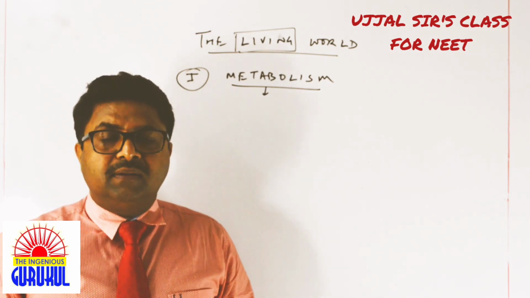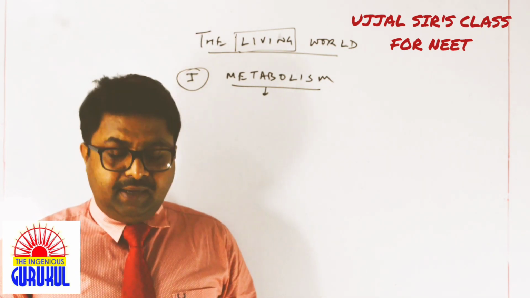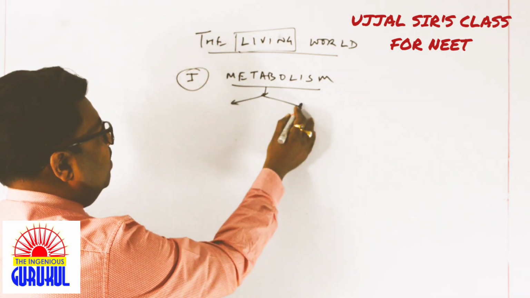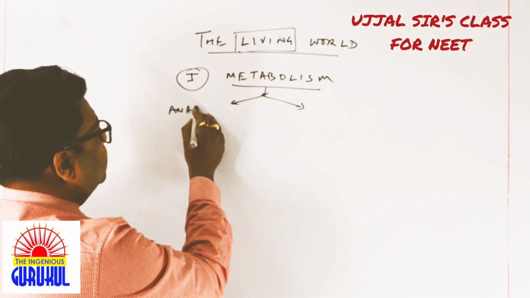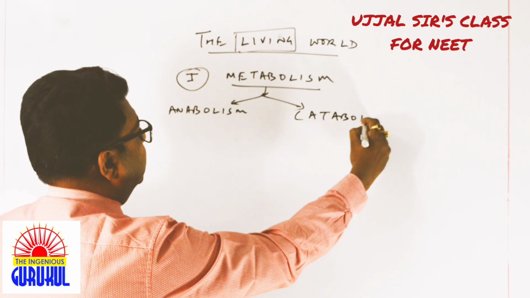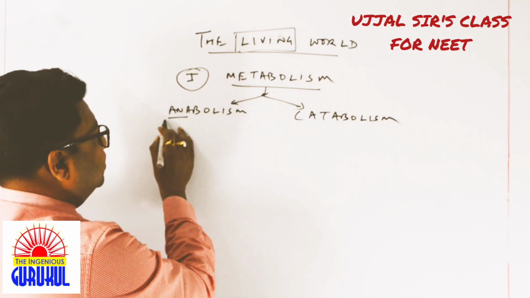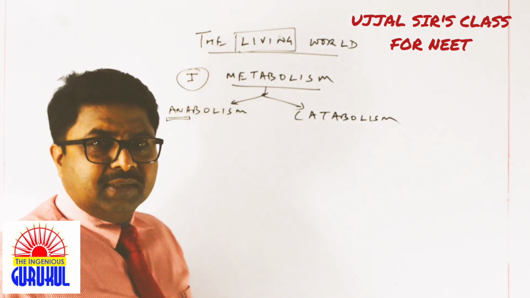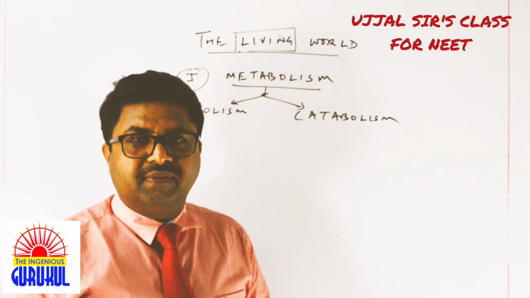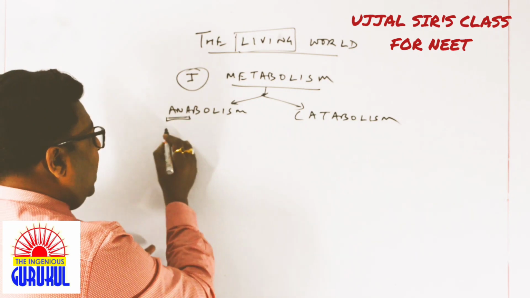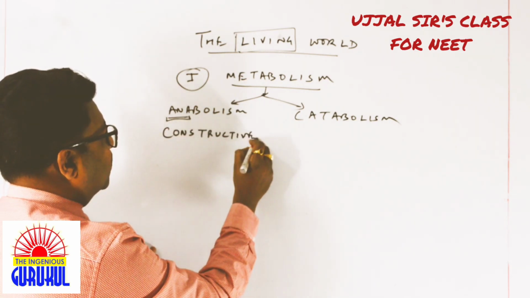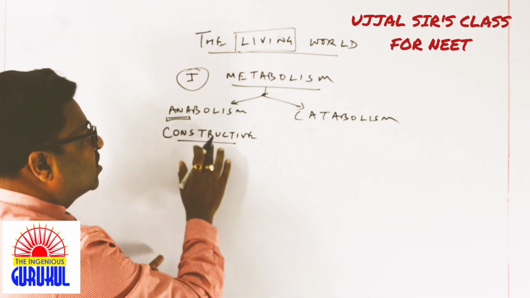But we can classify metabolism in two ways. We can classify it into two. Metabolism can be anabolism and catabolism. What is the meaning of anabolism? In Hindi, anabolism. Ana, mere paas ana. So something like constructive. Anabolism. So what is anabolism? It is constructive activity taking place in the body. Any type of constructive activity is called anabolism.